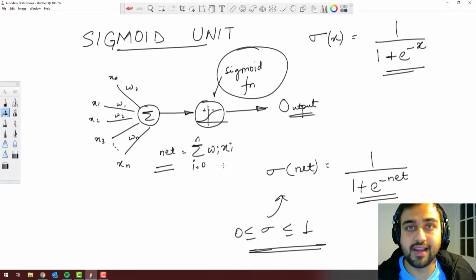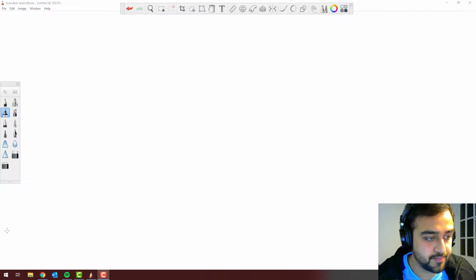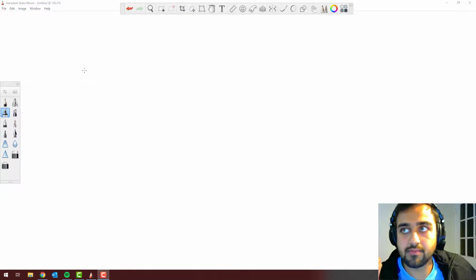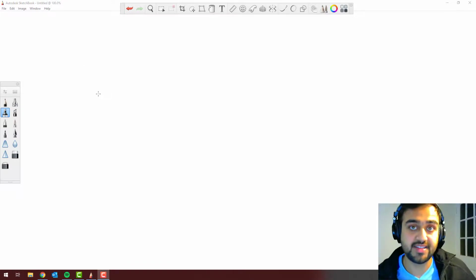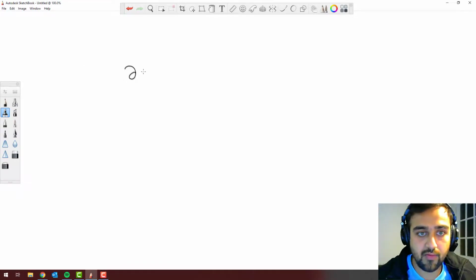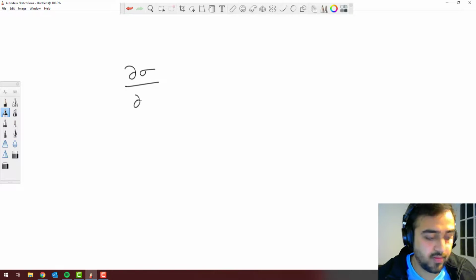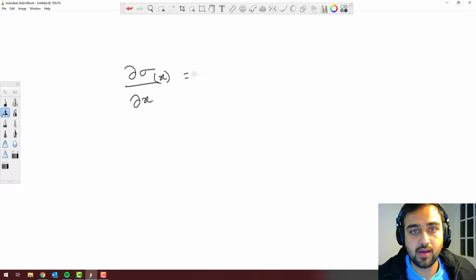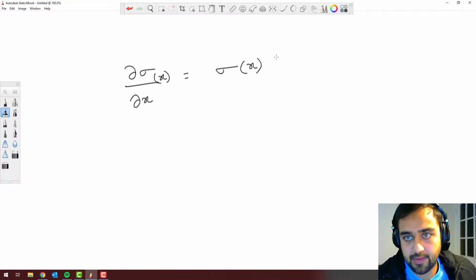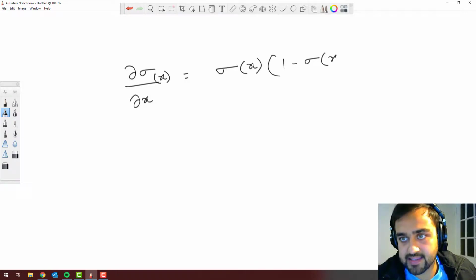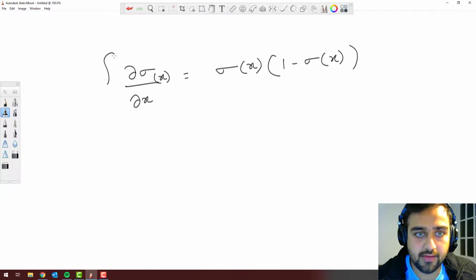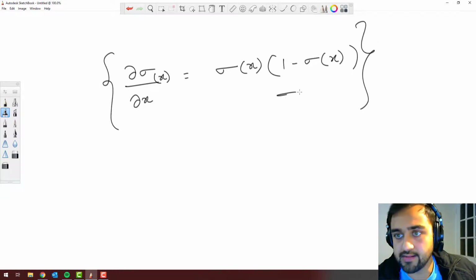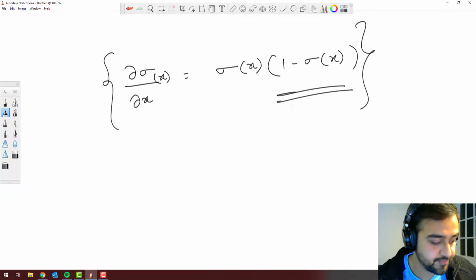Because of its mathematical brilliance. Let me show you. The logic behind using the sigmoid function is its nice property that when you differentiate sigma with respect to x, what you get is sigma of x into 1 minus sigma of x. You can do it mathematically. You'll find out that the result that you get is finally this.